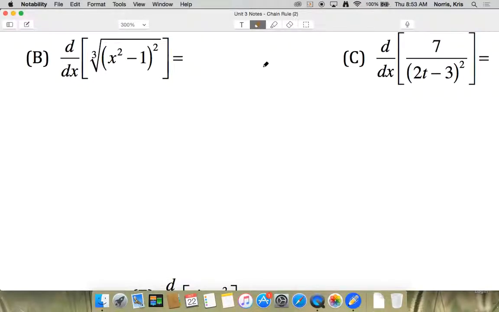Okay, all right. So what is this? I would rewrite this first. So it's x squared minus 1 to the 2/3, because the squared is the numerator of the rational exponent and the cube root is the denominator of the rational exponent. Right? Okay. So u equals what?